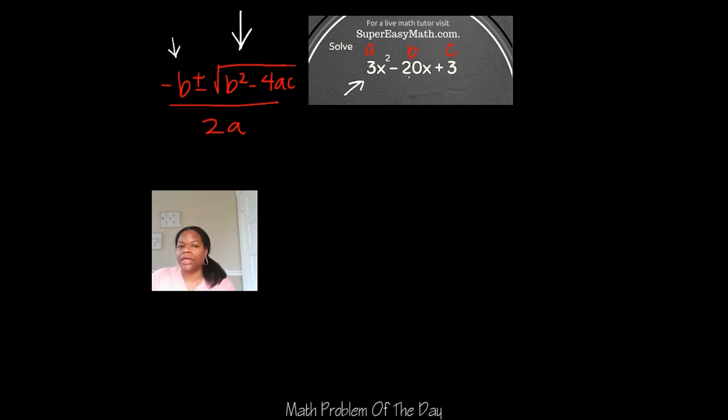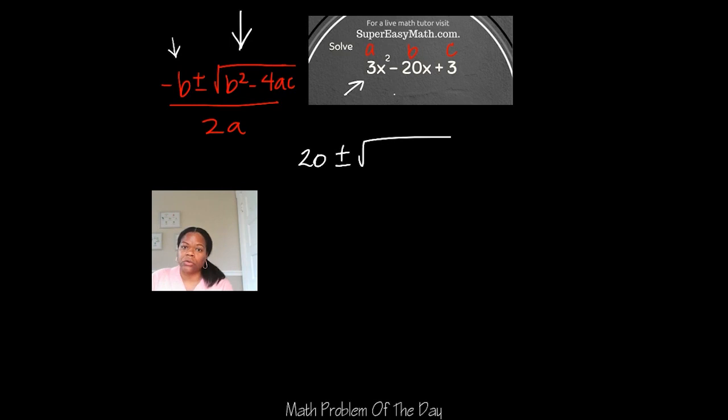So instead of minus b, when I'm rewriting the formula here, I'm actually going to write negative 20 in place of the b. However, that would give me a minus negative 20, which just ends up being a positive 20. So I'm going to write just a plain old 20 in this case. So it's 20 plus or minus the square root of b. Remember, we just decided that b is negative 20.